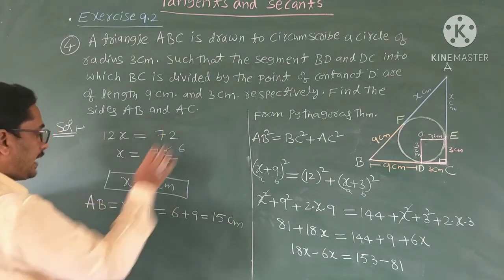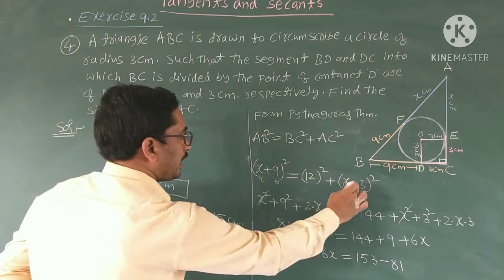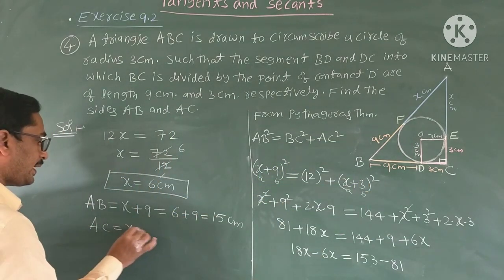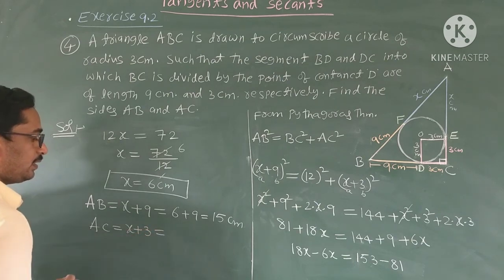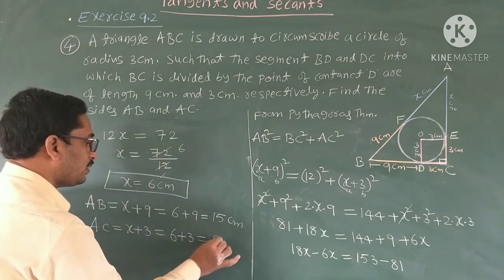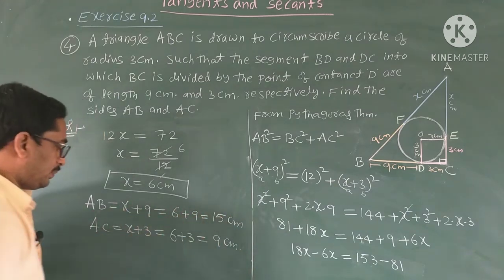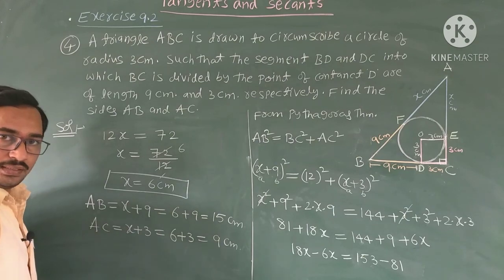And next to find AC. AC equal to x plus 3. So x plus 3 equal to, x value 6, 6 plus 3 equal to 9 centimeters. So AB value 15 centimeters, AC value 9 centimeters.